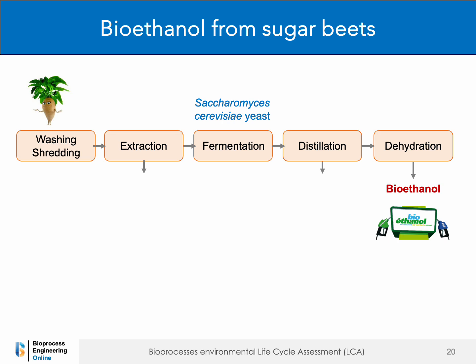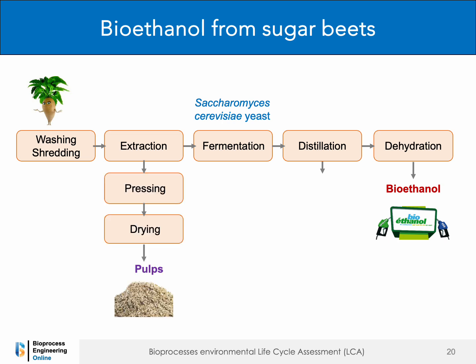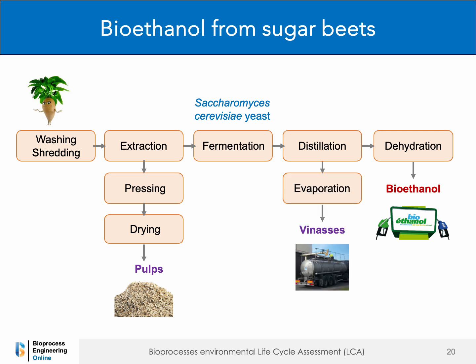The ethanol production process generates two byproducts that are treated for valorization. Firstly, the beet pulps obtained at the end of the extraction operation. They undergo two operations of mechanical pressing and drying. Secondly, the distillery residues known as vinasses. They are concentrated through evaporation.